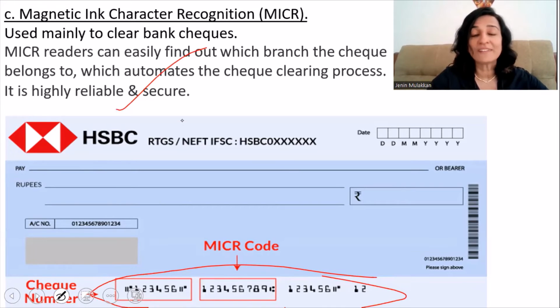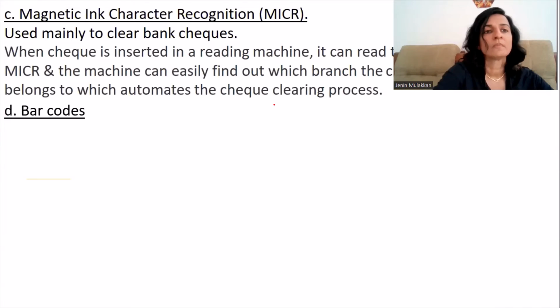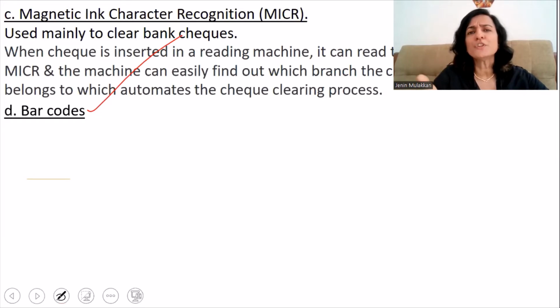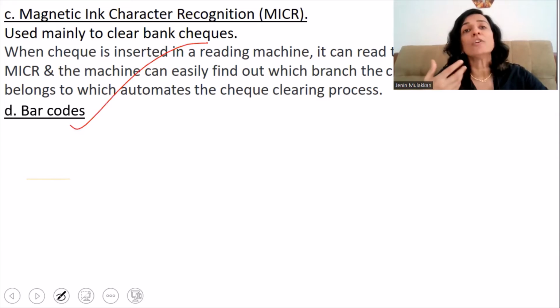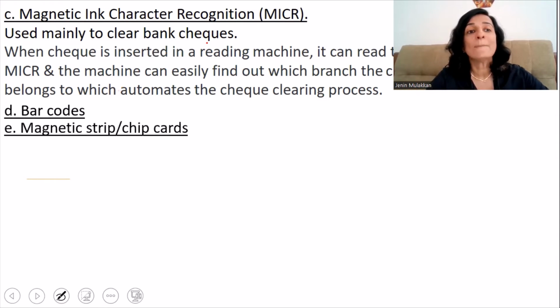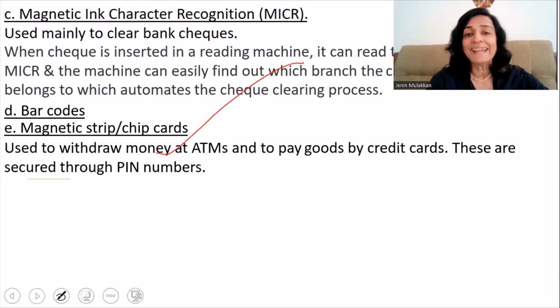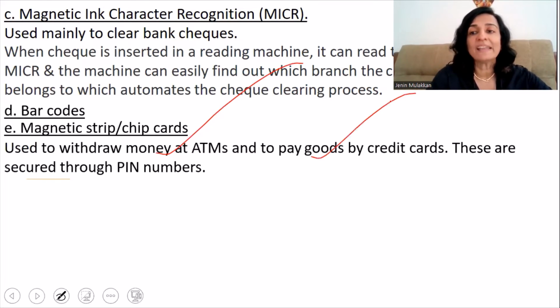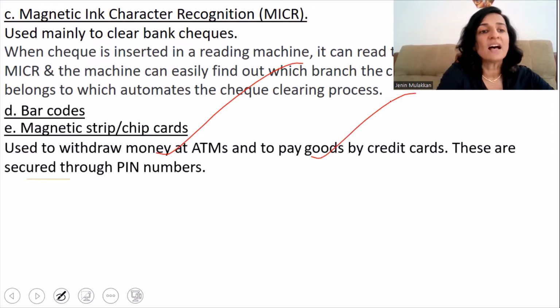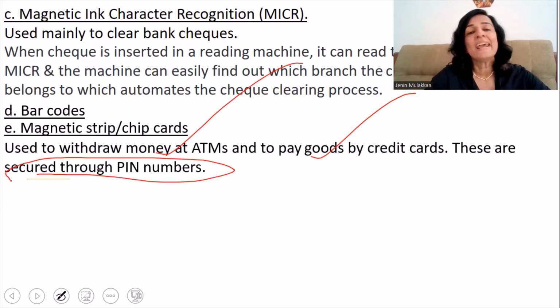Now, the next method of direct data capture is barcodes. Barcodes, you all know, whenever you go to a supermarket and buy products, in the counter, they scan the barcode. They are not entering which product is being sold manually, right? Barcodes is also a method of direct data capture. The next method is magnetic strip or chip cards. It is used to withdraw money at ATMs and to pay for goods by credit cards. These are secured through PIN numbers.